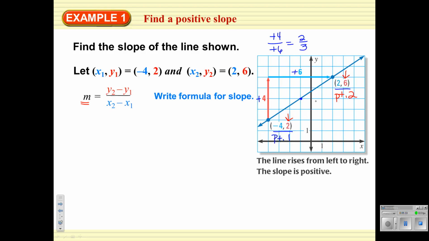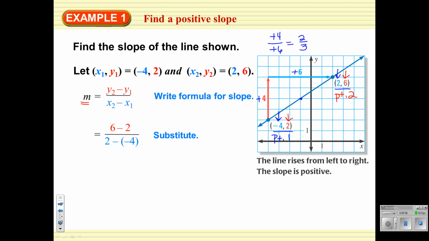Same thing with my x's: my x coordinate from point 2 minus my x coordinate from point 1. That's all these little sub numbers mean. They're not exponents, they're little sub numbers, and that's all they mean: the representation of which y we are talking about and which x we are talking about. So now let's make the substitutions.